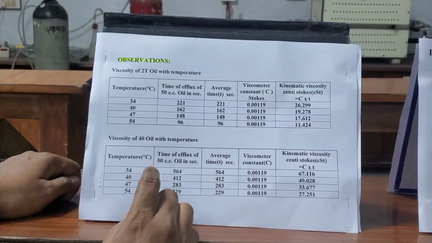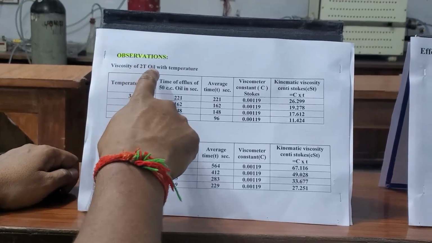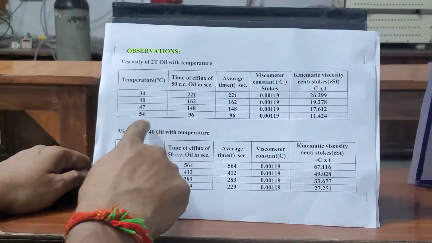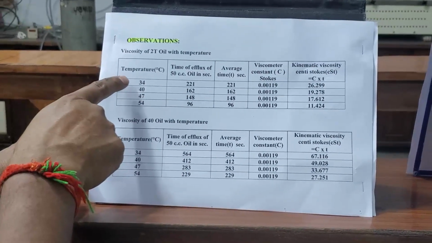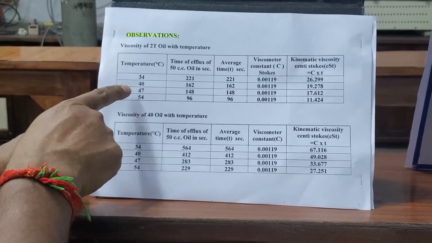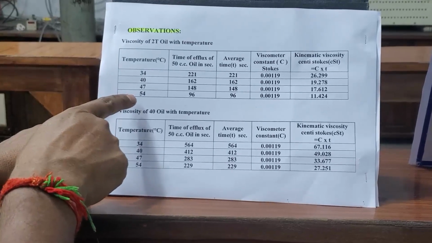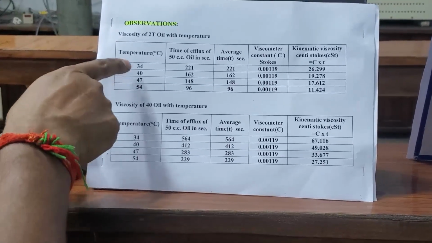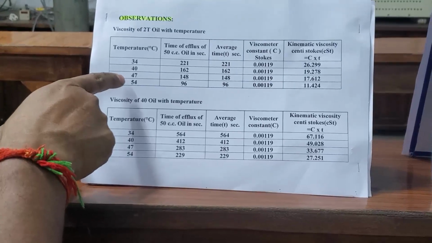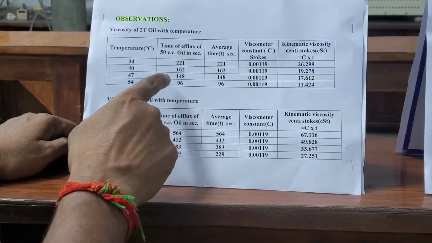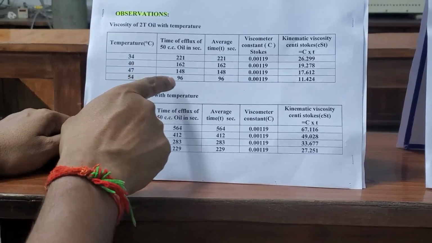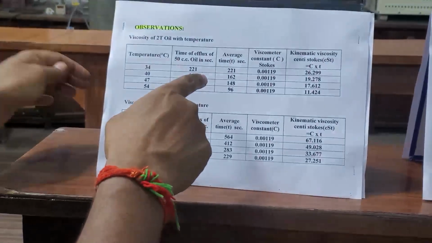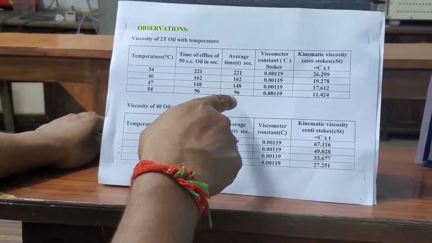These are the observations of 2T oil and 40 oil. These are the temperatures we took: 34, that is room temperature, 40 degrees centigrade, 47 degrees centigrade, 54 degrees centigrade. From room temperature to 54, we slowly raised the temperature. At different temperatures, we took the time of efflux of 50 cc oil in seconds: 221, 162, 148, 96. If you repeat the experiment at least 3 times, you will get an average value, and that average value can be taken.